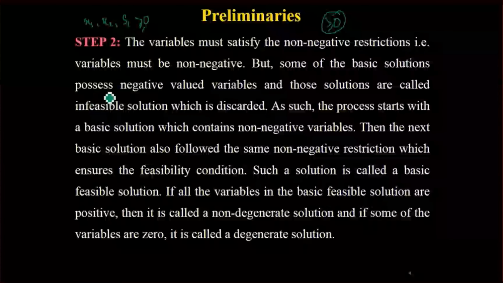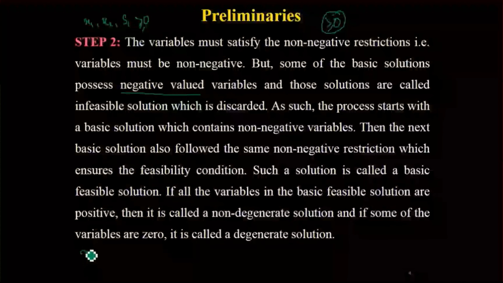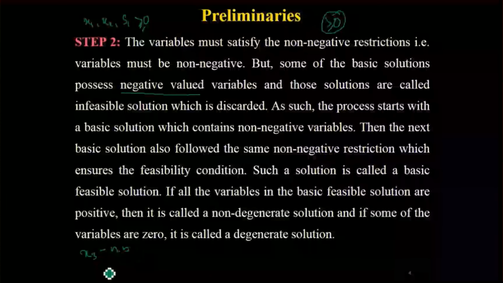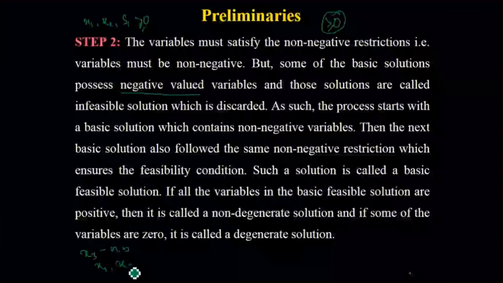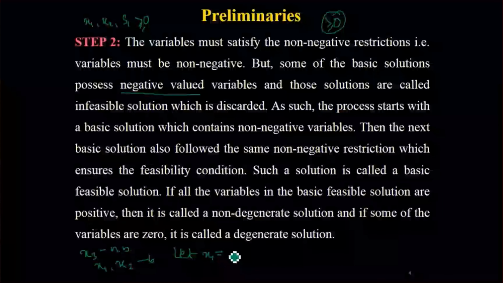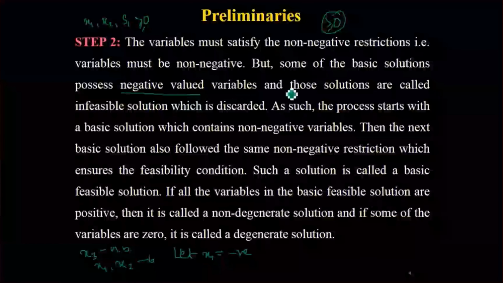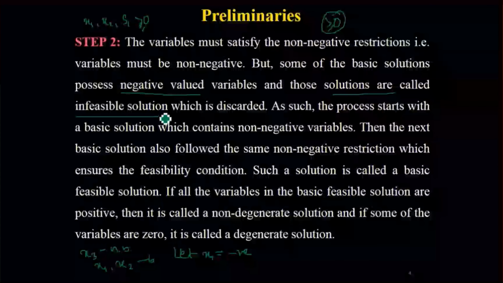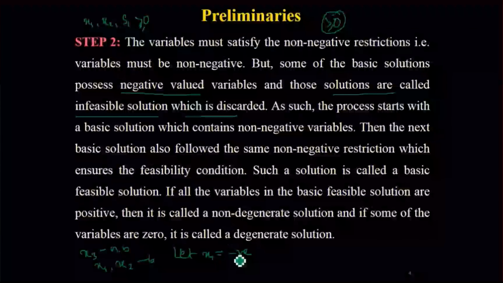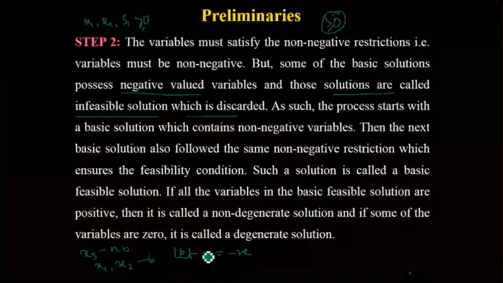But some of the basic solutions possess negative-valued variables. For example, we had x3 as non-basic, and x1, x2 as basic. Let x1 be a negative value. Then those values will not be considered, and such solutions are called infeasible solutions, which are discarded. If a negative value comes, it is an infeasible solution, since the restriction is greater than or equal to 0, either positive or 0, so it will be discarded.